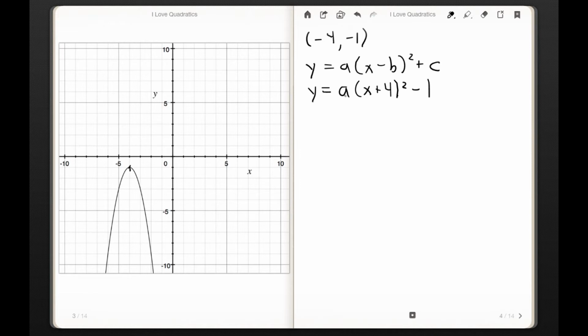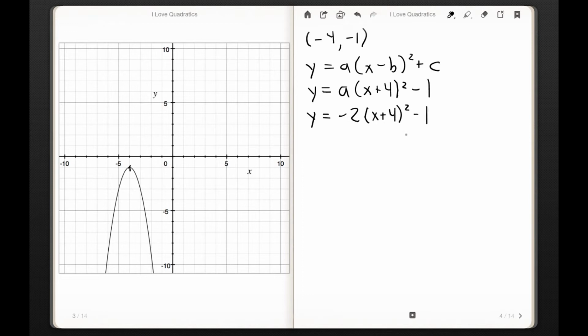Now to solve for a here, first thing we can do again is see if we can figure it out just by looking at the graph. How much does the y value change when x goes over by 1? Well, here we can see the y value changes by -2. So it's that simple. A is -2.